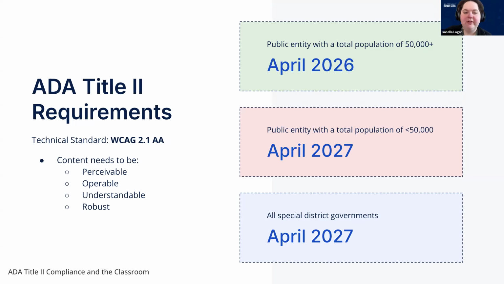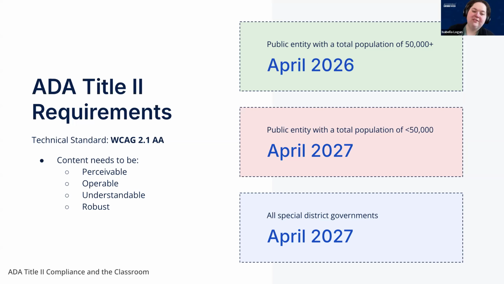The second principle is operable. This means that user interface components and navigation are operable to all users. An example of this principle would be making sure that all website functionality is the same when you're using a keyboard alone as if you're using a mouse.